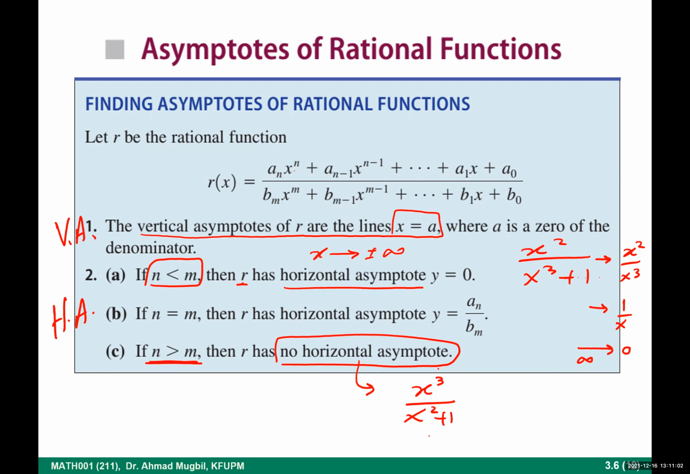Eventually, for large values of x, this will behave like what? X to the power 3 over x, which will be what? So what will happen if x goes to infinity? If x goes to infinity, this will go to where? To infinity. So this is why there is no horizontal asymptote, because in this case the function will go to infinity when x goes to infinity. Y and x both go to infinity or negative infinity.